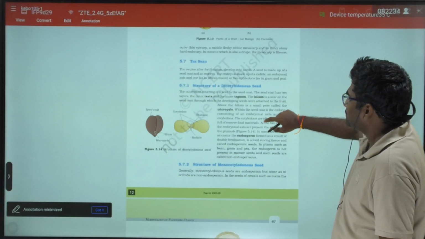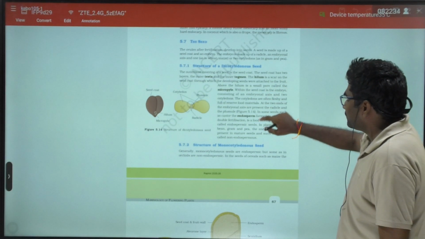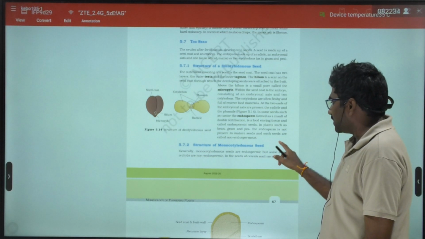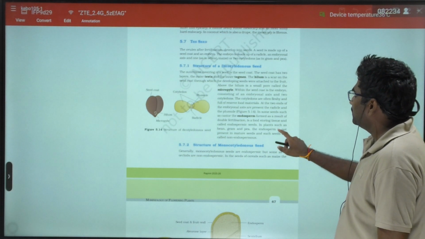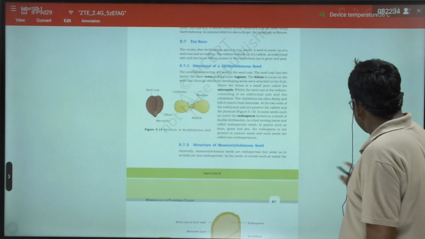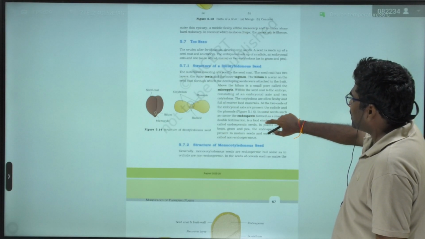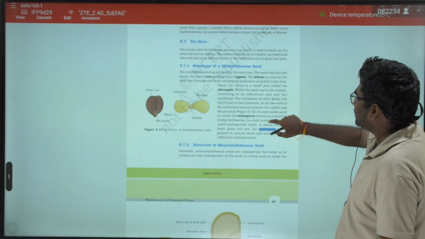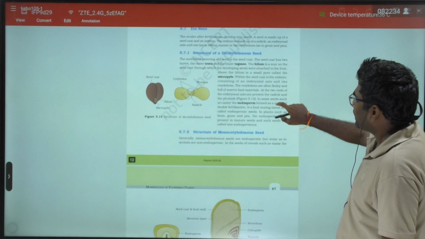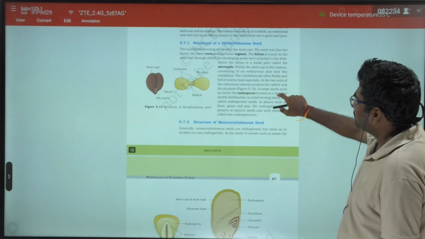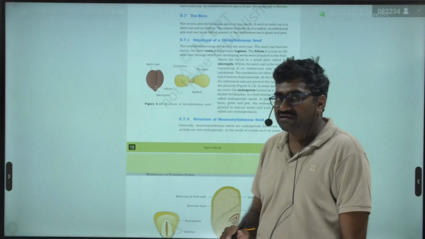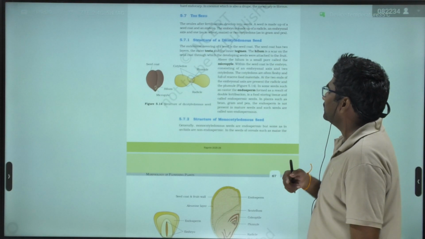And come to the seed. The ovules after fertilization develop into seed, and the ovary develops into fruit. Okay. So here a seed is made up of seed coat and an embryo. The embryo is made up of radicle and an embryonal axis. In monocots, we will find only one cotyledon. In dicots, we will find two cotyledons.